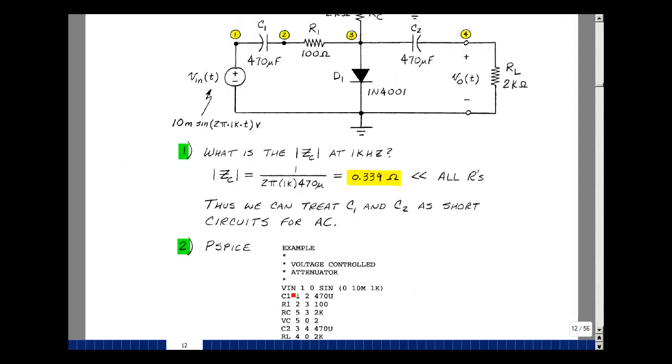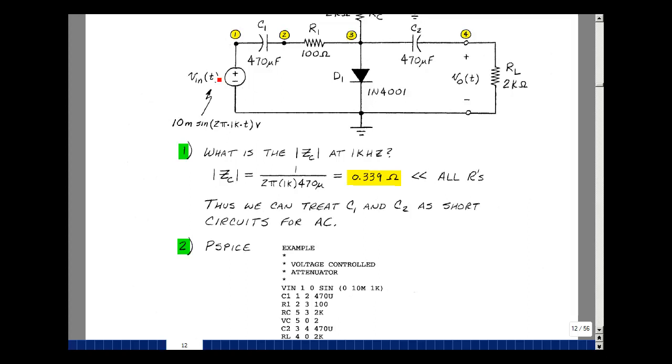Voltage sources begin with V. This is called Vin. It's between a plus node and a minus node. Plus is first, minus is second, so 1 and 0. This is a sine wave, whose average value is 0, whose peak value is 10 millivolts, and whose frequency is 1 kilohertz. In PSpice and SPICE, the letter M was only uppercase in the original program, and that meant milli, and if you wanted mega, it was just MEG.